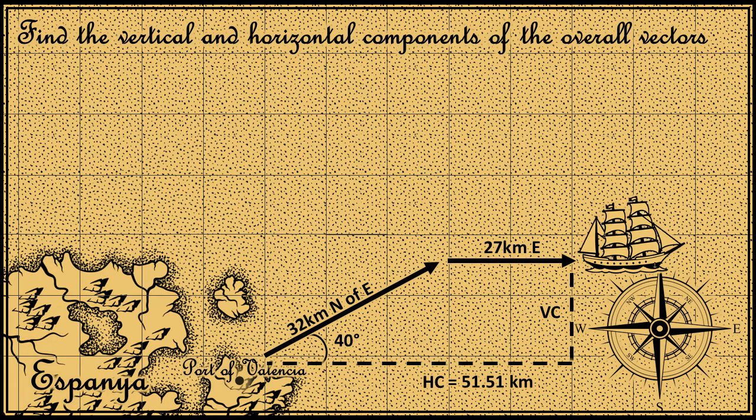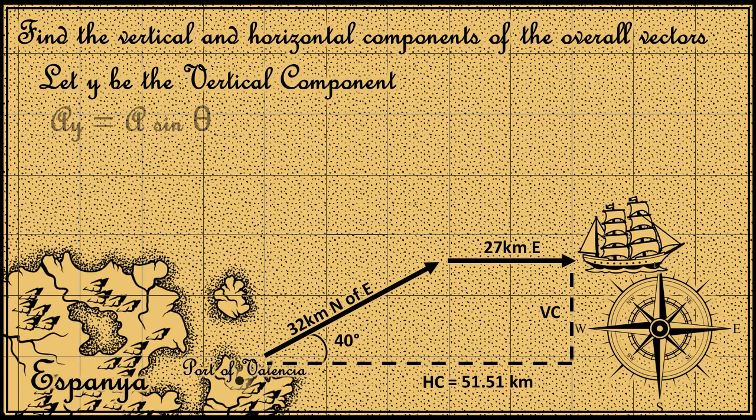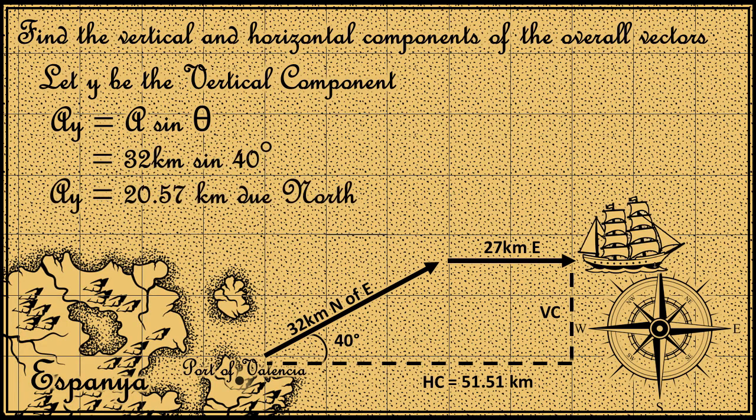Afterwards, we will now identify the value of the vertical component. At this point, we let y be the vertical component in our equation. Then, we will use the given formula for the vertical component, wherein ay is equal to the value of our quantity multiplied by sine and the value of the angle. Next, apply the given values, then equate. Then, we now have the value of our vertical component, which is 20.57 km due north.